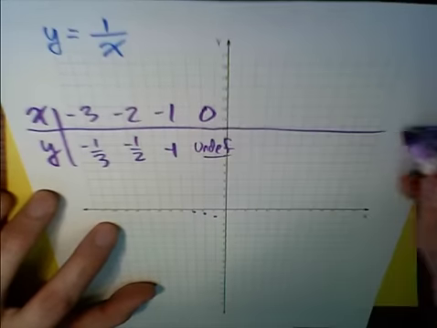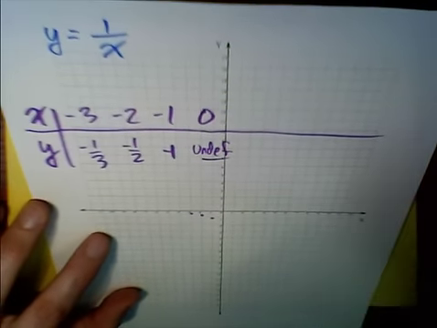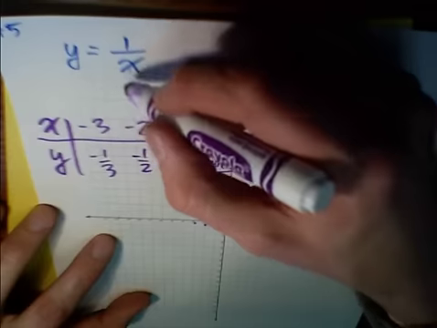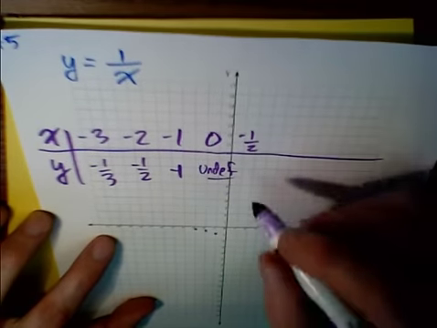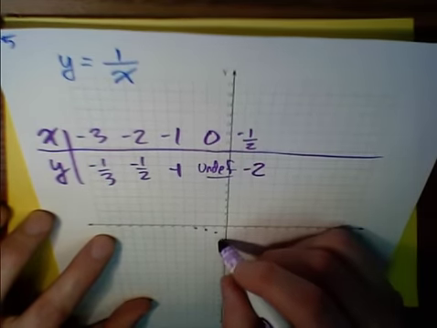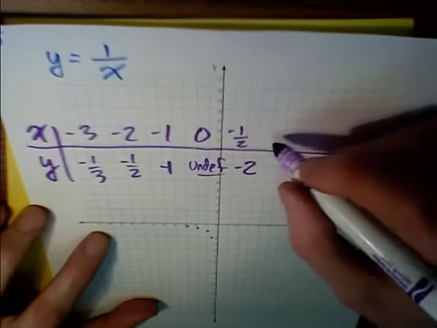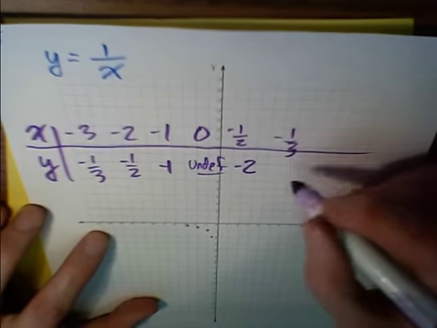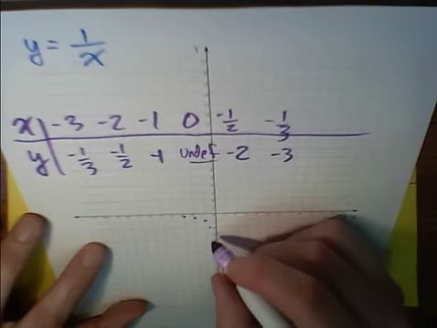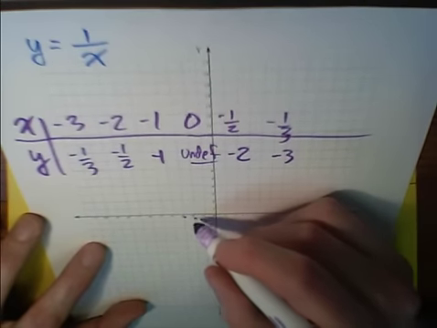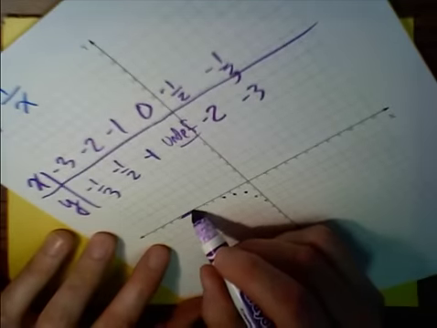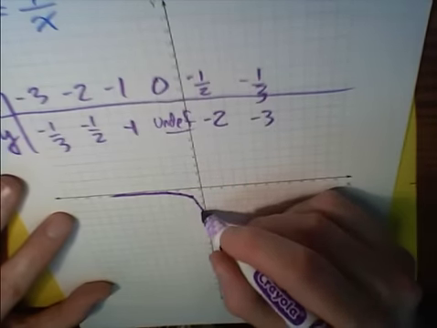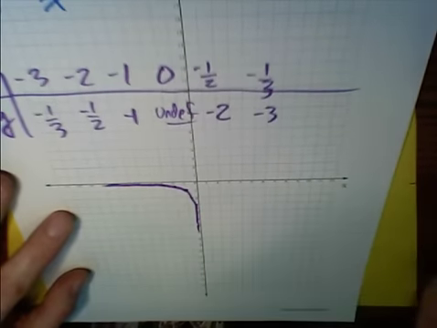What if we were to try some other values, maybe some fractional values, like -1/2? If I plug in -1/2, what's the reciprocal of -1/2? That's -2. So that would be this point right here. How about say -1/3? -1/3 would give us a -3. And so what we'll see is we have a very gentle curve that starts off very close to the x-axis and then comes down very close to the y-axis.